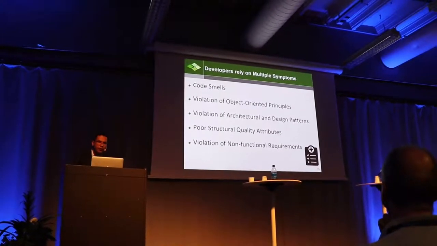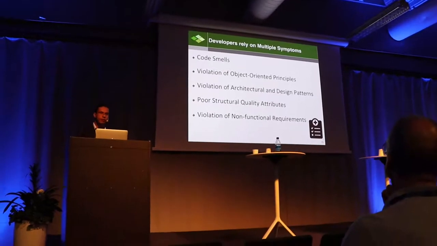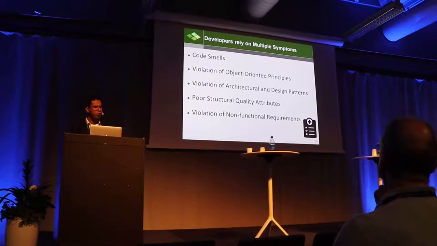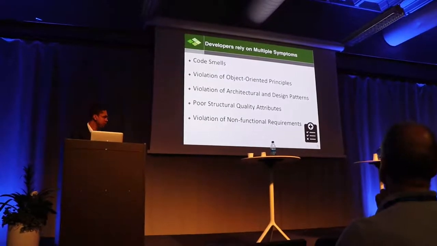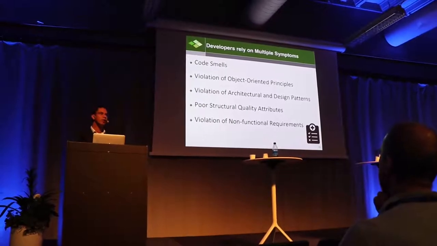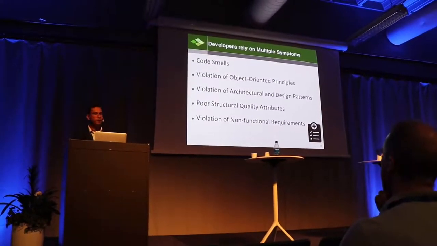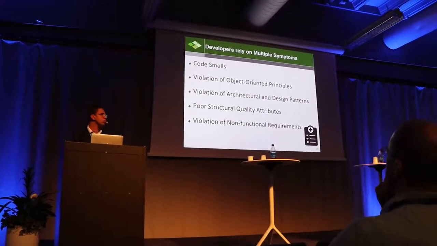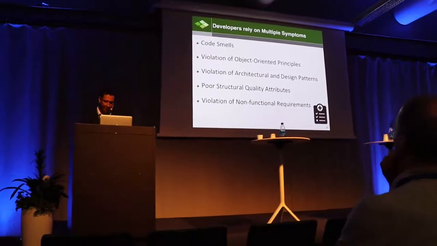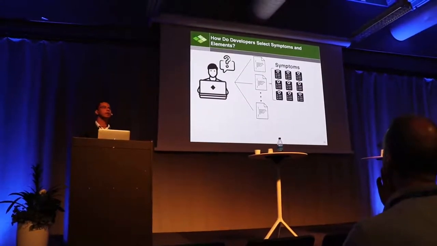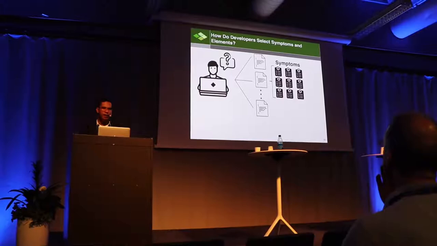We found that developers use multiple symptoms to identify design problems: code smells, violations of object-oriented principles, bug-prone attributes. This result is interesting because several studies rely on only one single type of symptom. But we notice in the real world that is not exactly how developers work. They use multiple symptoms. And another interesting finding that we had was how developers select these symptoms and elements to analyze.